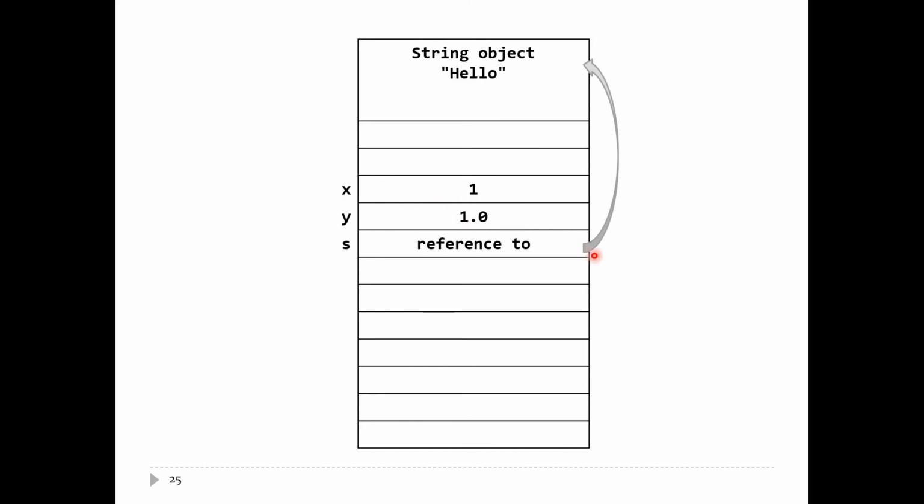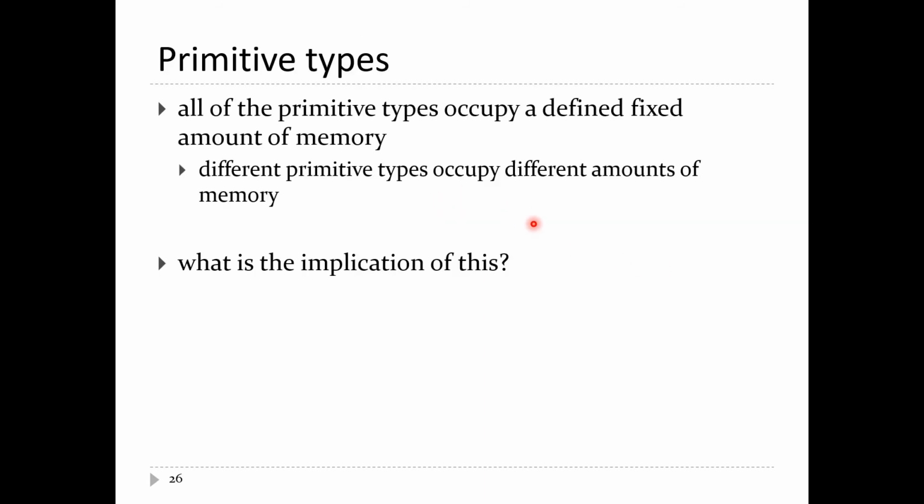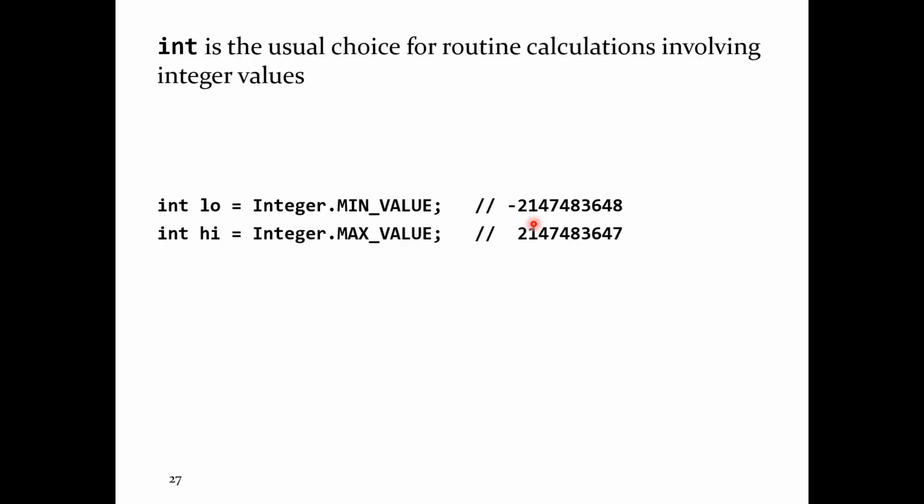Now, each one of these lines represents a fixed amount of memory. So all of the primitive types occupy a defined and fixed amount of memory. The actual amount of memory that a primitive type occupies is different for each of the primitive types, but it's always fixed. And in Java, it's always a well-defined amount. Now the problem, if you think about it for a second, there's an implication of all this. You have a finite amount of memory to represent a value, which means you can only represent a finite number of different values. So what does that mean?